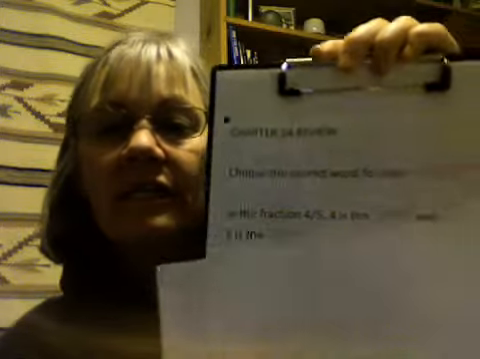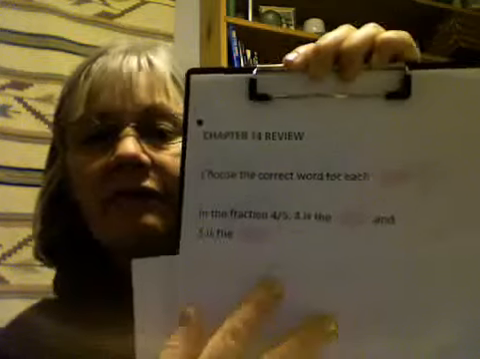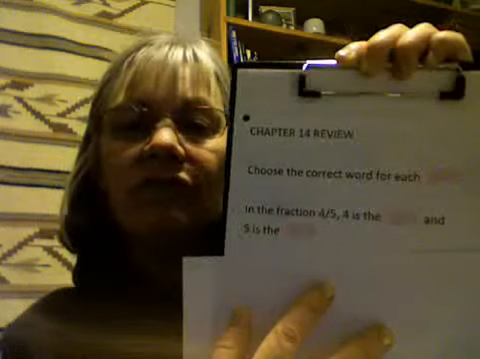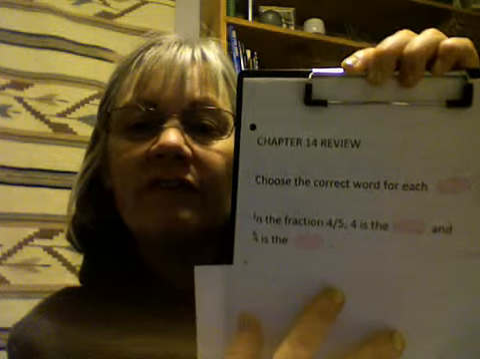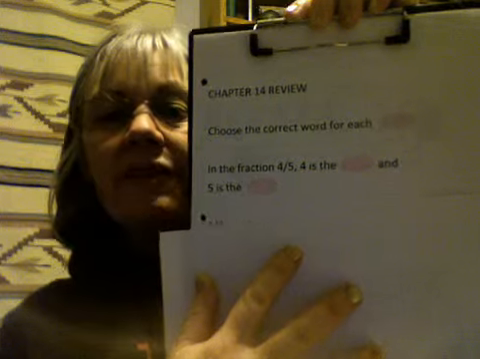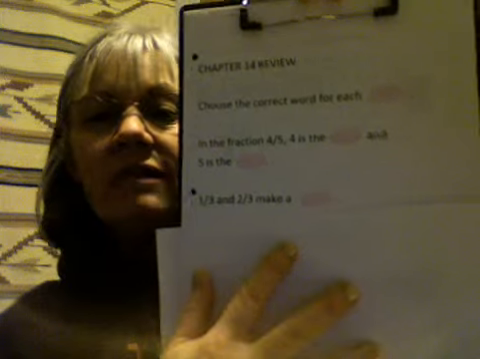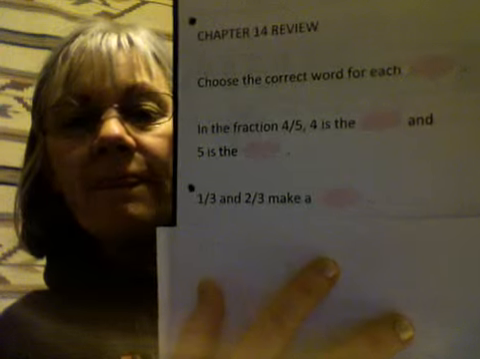The instructions are to choose the correct word for each pink cloud. The first item says, in the fraction 4/5, 4 is the blank and 5 is the blank. I'm pretty sure you know that 4 is the numerator and 5 is the denominator. Working on our way, here comes the next part. 1/3 and 2/3 make a whole.